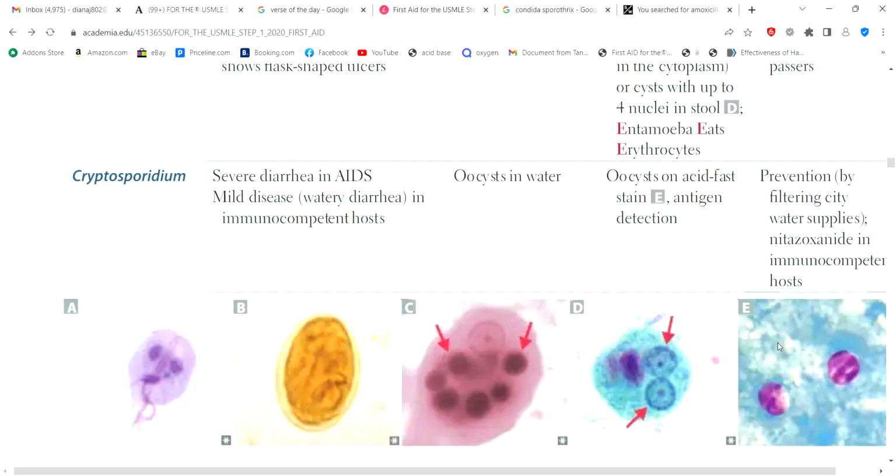So what did I say? This is acid fast. That's why the oocysts of the Cryptosporidium are acid fast, and that's why they are purple. Cysts composed of 4 motile sporocytes, and sporocytes attached to the intestinal wall cause diarrhea and small intestine damage. And it can also cause colitis.